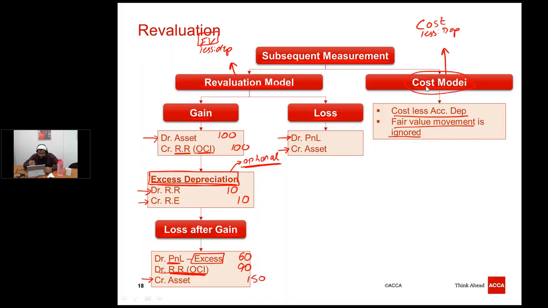Yes, Simran, we are actually deducting the loss over here. So whenever there is a direct loss, P&L. When there is a gain and then a loss, first we are going to remove the revaluation reserve and then we are going to record the remaining loss in the P&L.